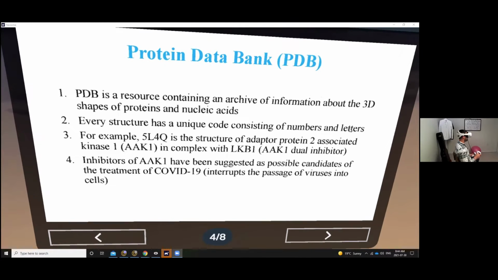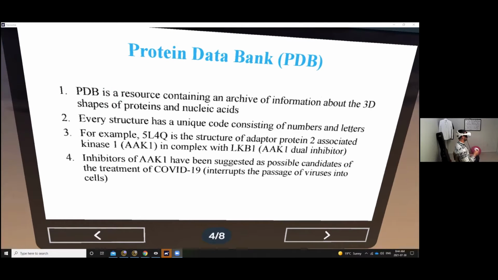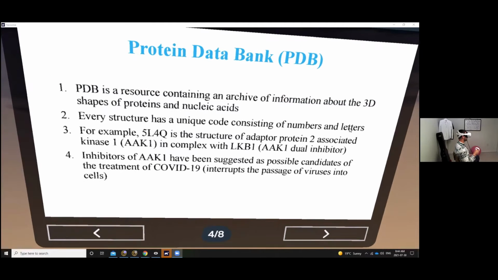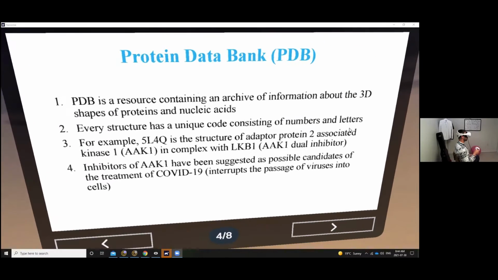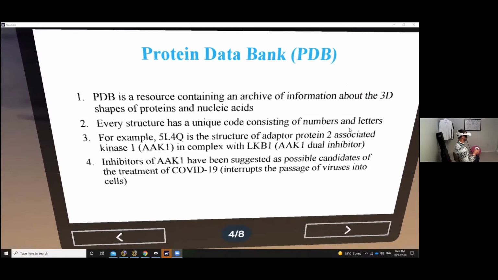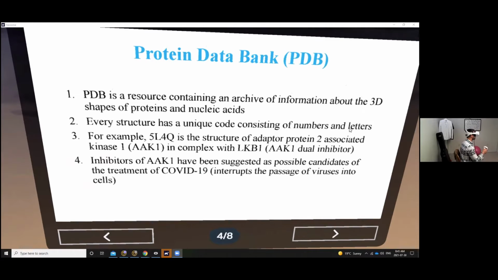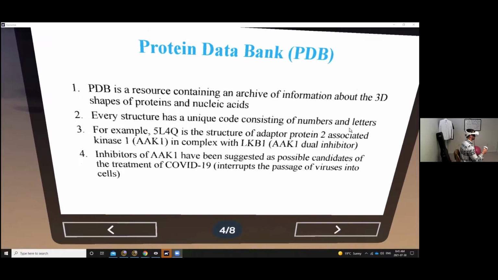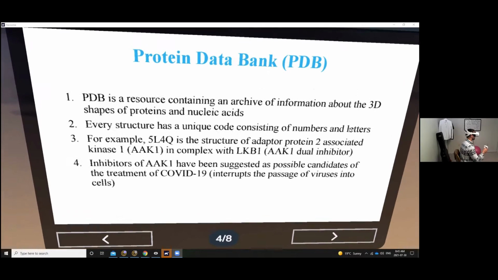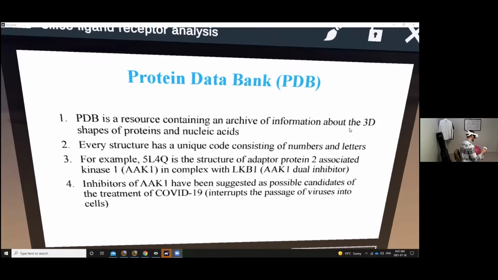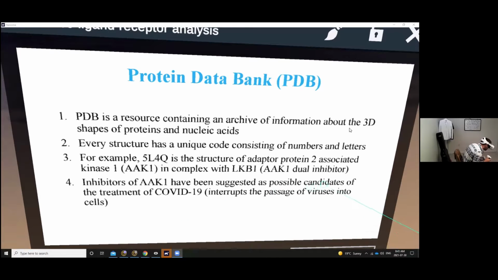The protein data bank, the PDB, is a resource containing an archive of information about the 3D shape of proteins and nucleic acids. Every structure has a unique code consisting of numbers and letters. For example, one of the proteins we'll explore today has the code 5L4Q. It's the structure of adaptor protein 2 associated kinase, abbreviated as AAK1, in complex with an inhibitor called LKB1. Inhibitors of AAK1 have been suggested as possible candidates for the treatment of COVID-19, as this interrupts the passage of viruses into cells.